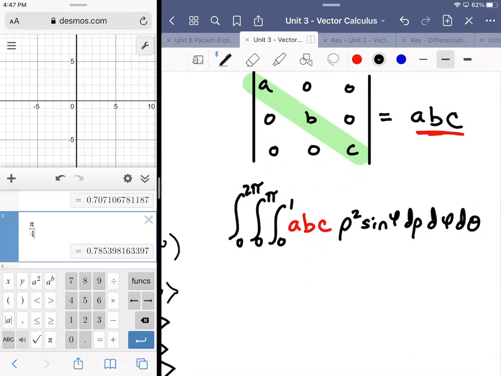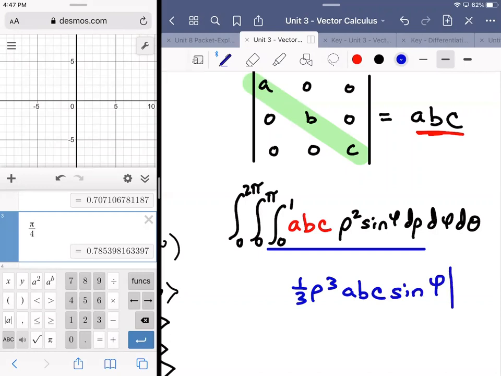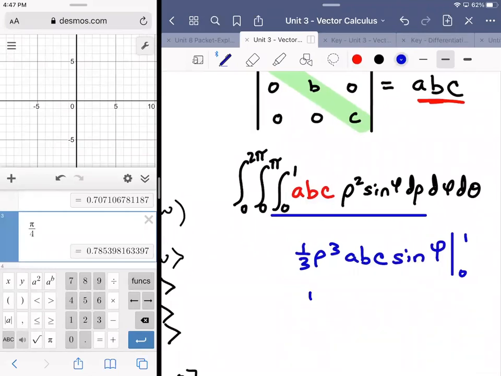Right. So then it's a matter of integrating. So I would take this, integrate with respect to rho, I'm sorry, it's getting late. 1/3 rho cubed. I got my A, B, and C there. I can pull that out of the whole thing if I want, but I'm just going to leave it for now. Sine phi over the interval of 0 to 1. So that's going to be 1/3 ABC sine of phi.